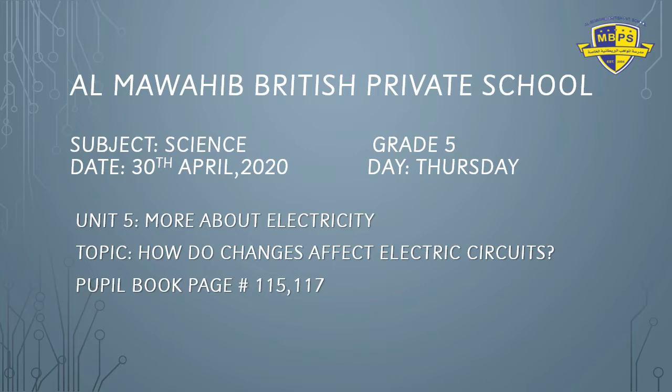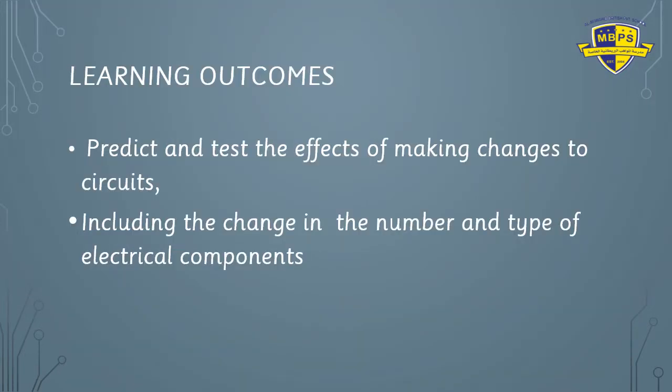So let's start. The learning outcomes are the same. Predict and test the effects of making changes to the circuits, including changes in the number and the type of electrical components. That means you're going to keep on changing the number and type of electrical components, and we're going to see how it affects the circuits.